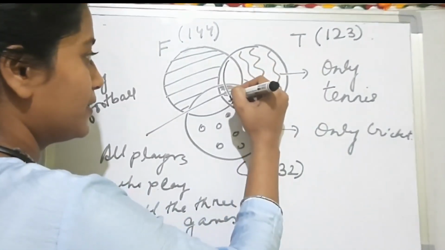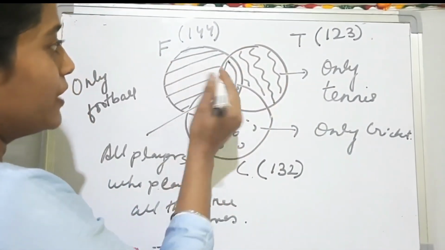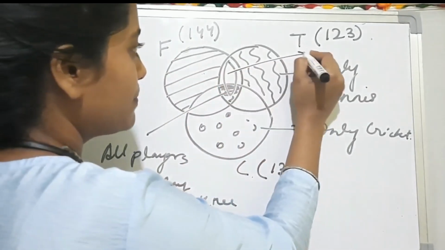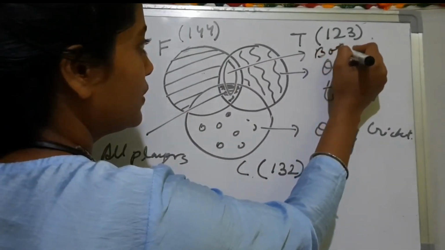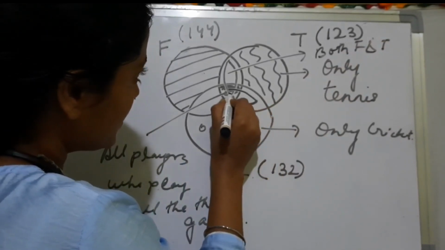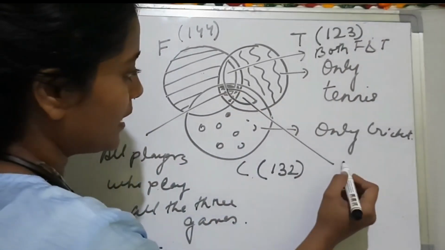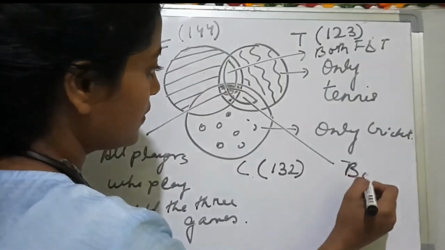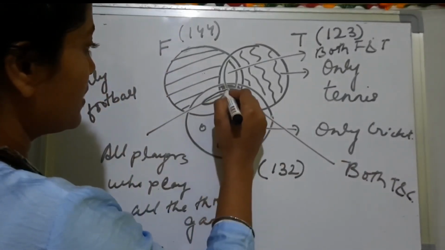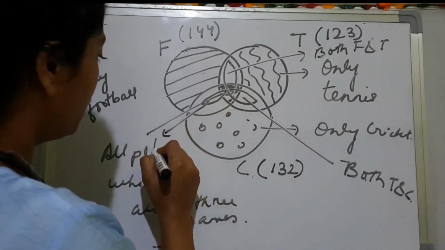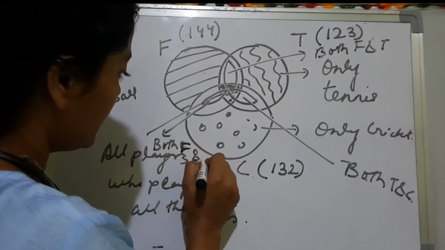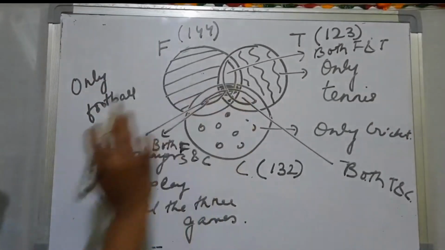And this part is the one that plays both, a player that plays both football and tennis. This part is both football and tennis. This part is both tennis and cricket. This part is both football and cricket.